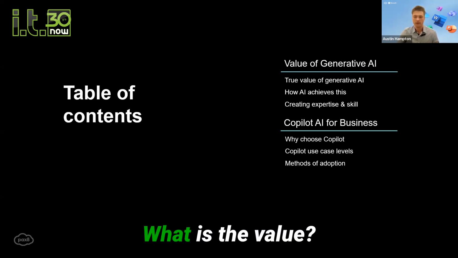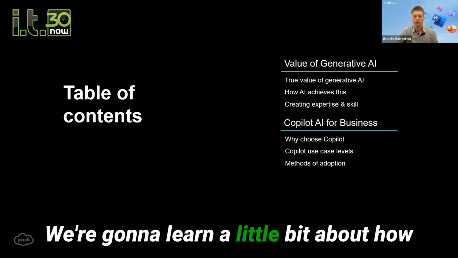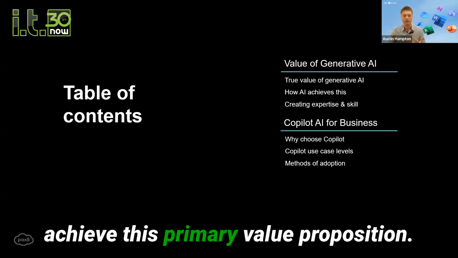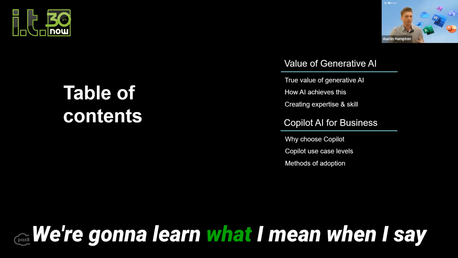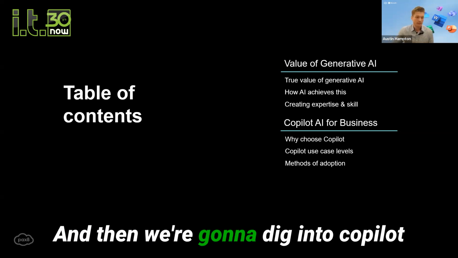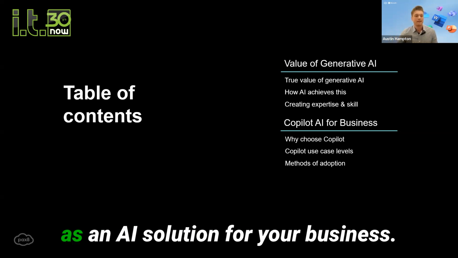Why is this? What is the value? Why is this important? We're going to learn a little bit about how generative AI works and how it's able to achieve this primary value proposition. We're going to learn what I mean when I say creating expertise and skill set out of thin air. And then we're going to dig into Copilot as an AI solution for your business.